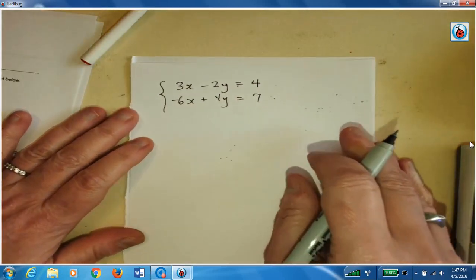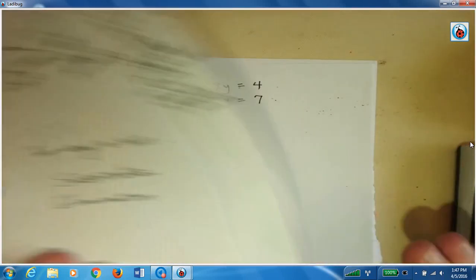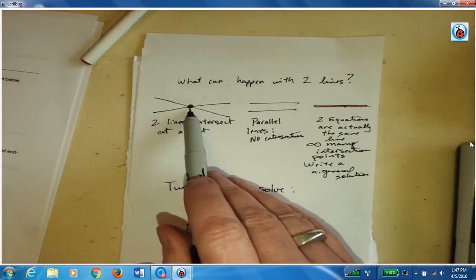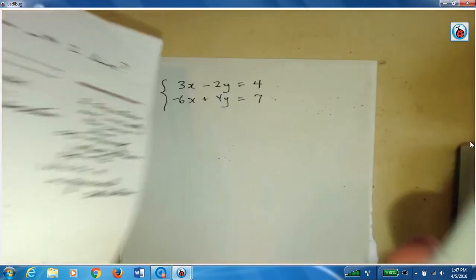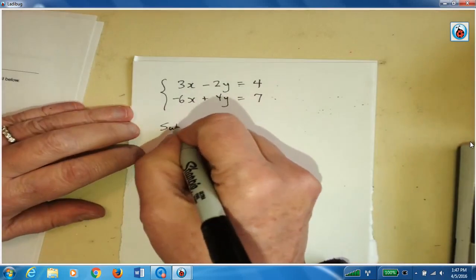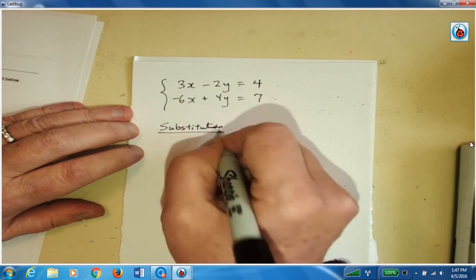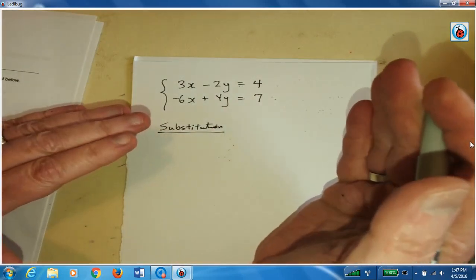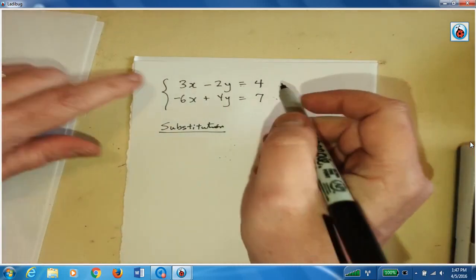Okay, so let's solve this. What type are we going to get? Are we going to get one of these where we have one solution for a point, one intersection point, parallel, or the two equations are actually the same? Well, if I use substitution, unlike the previous problem, neither one of these equations has it set up to where I can instantly practically get one of the letters by themselves. So I'm going to choose the first equation.